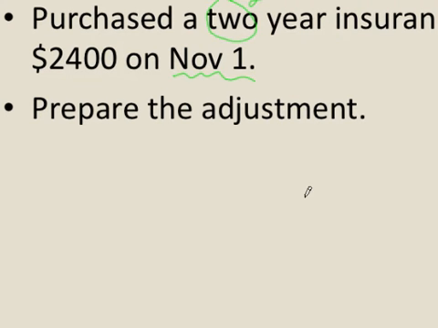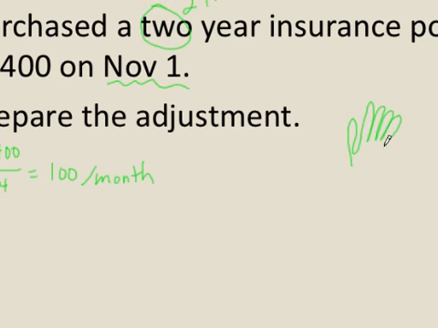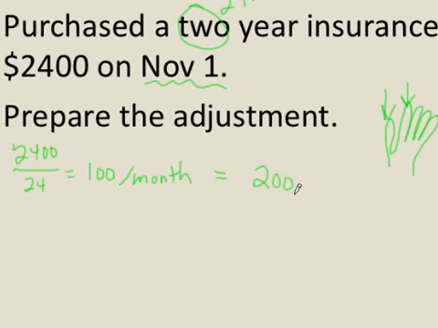Okay, welcome back. So we have a 2-year insurance policy. So the insurance policy cost us $2,400. So we're going to divide that by 24 months. And that's going to give us $100 per month of insurance. How many months do we use? Let me draw my hand. Sorry, my hand's chubby. So we had it for November and December. We had it all of November, all of December. So we had it for 2 months. So that's $200. How did I get that? Well, 100 per month times 2 months.